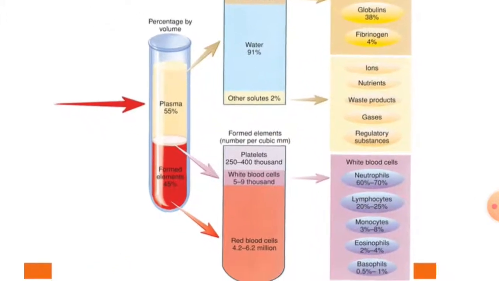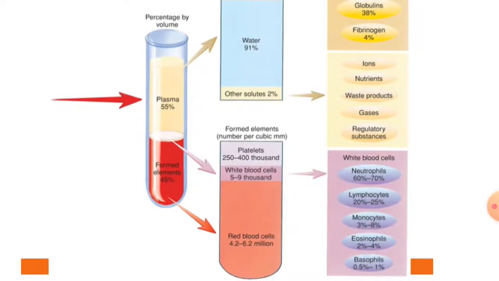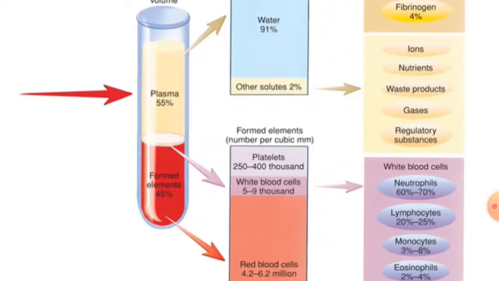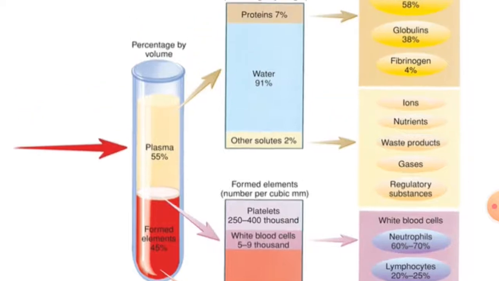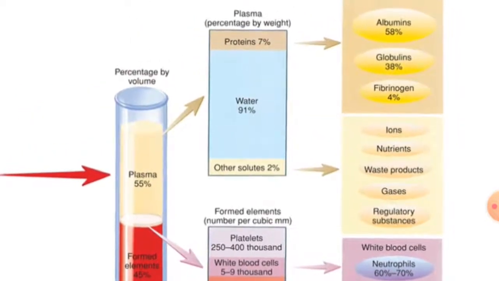The composition of blood: as we said, blood consists of plasma, which is about 55%, and the formed elements or the cells, which constitute about 45%. The plasma mainly contains water, which constitutes about 91% of the plasma, and it acts as a transport medium for carrying different substances.